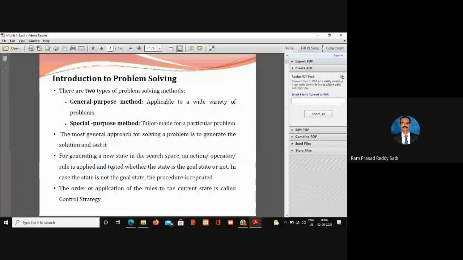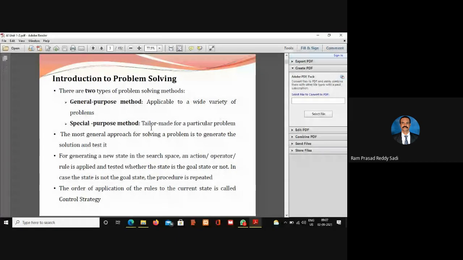There are two types of problem solving methods. One is general purpose, the other one is special purpose. When I say general purpose, it can be applied to a variety of problems, whereas special purpose is going to meet the need of a particular problem. That's the reason we call it tailor-made for a particular problem.